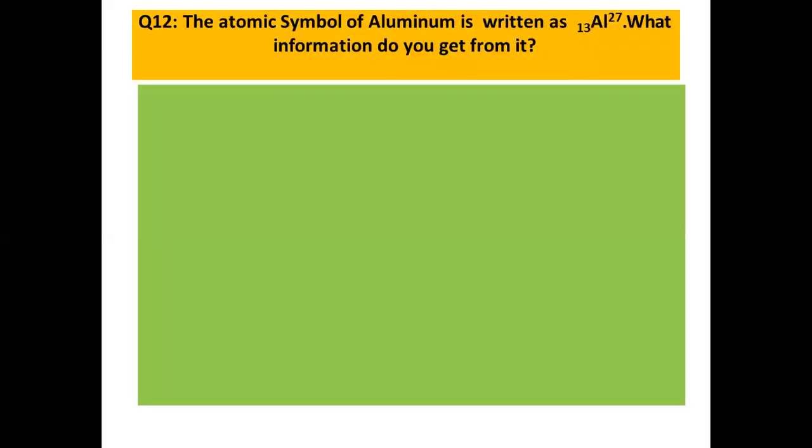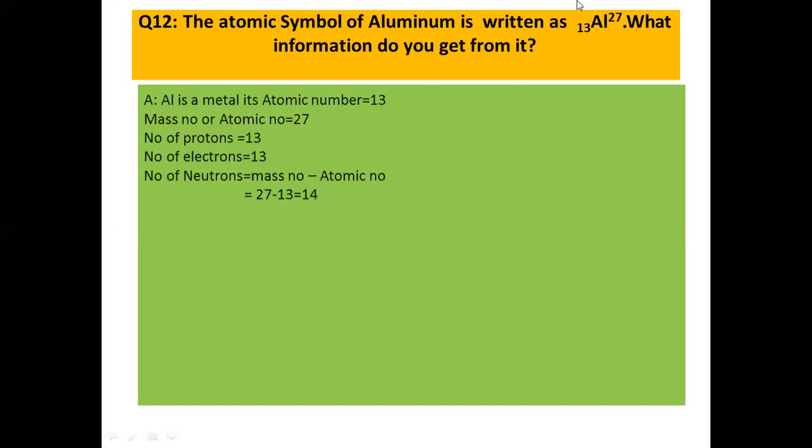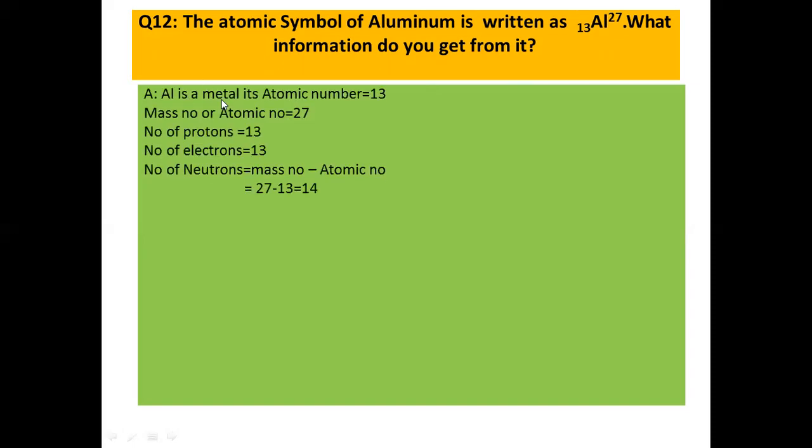Question number 12. The atomic symbol of aluminium is written as Al, atomic number 13, and mass number 27. What information do you get from it? From this symbol Al, with atomic number and mass number, what information do you get from it? So first of all, Al is a metal. Al is a symbol of aluminium, and aluminium is a metal.